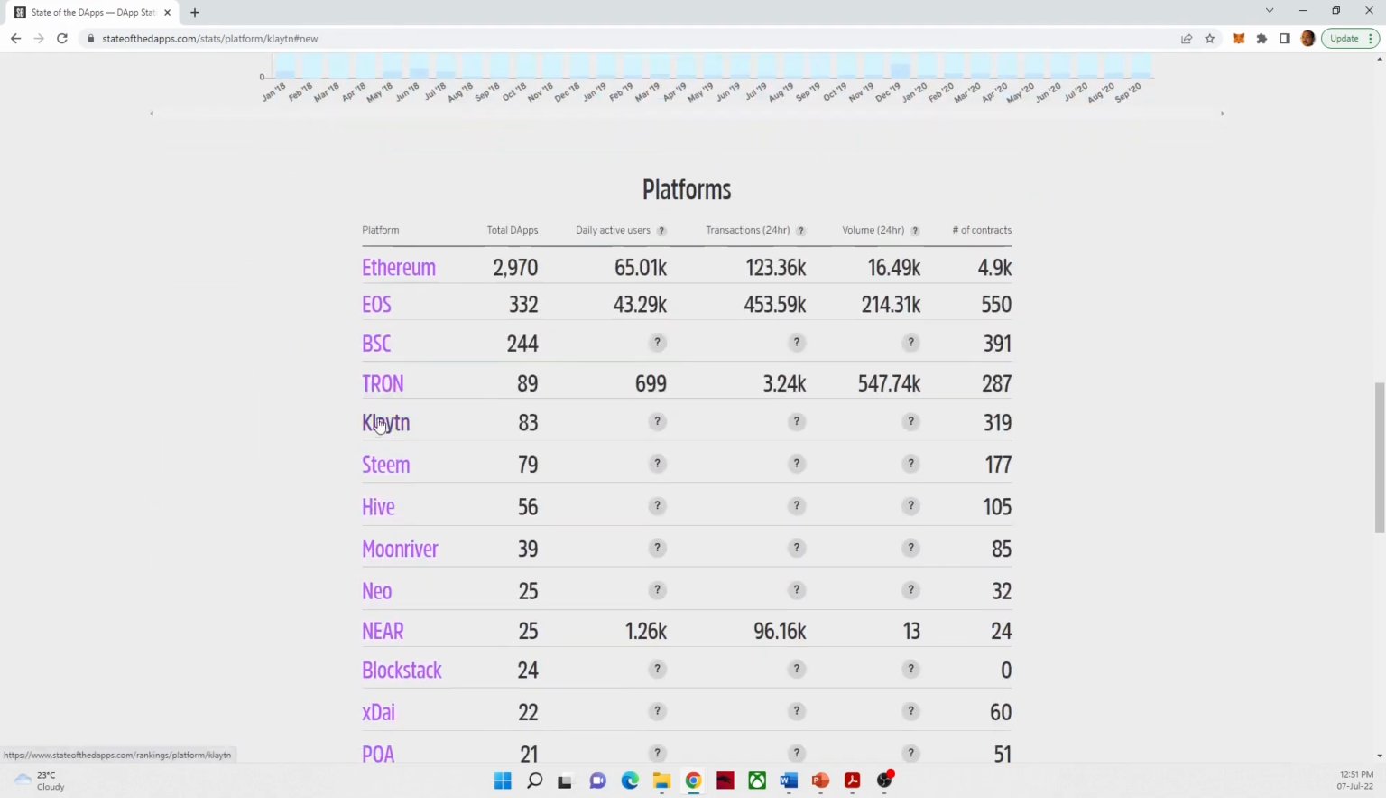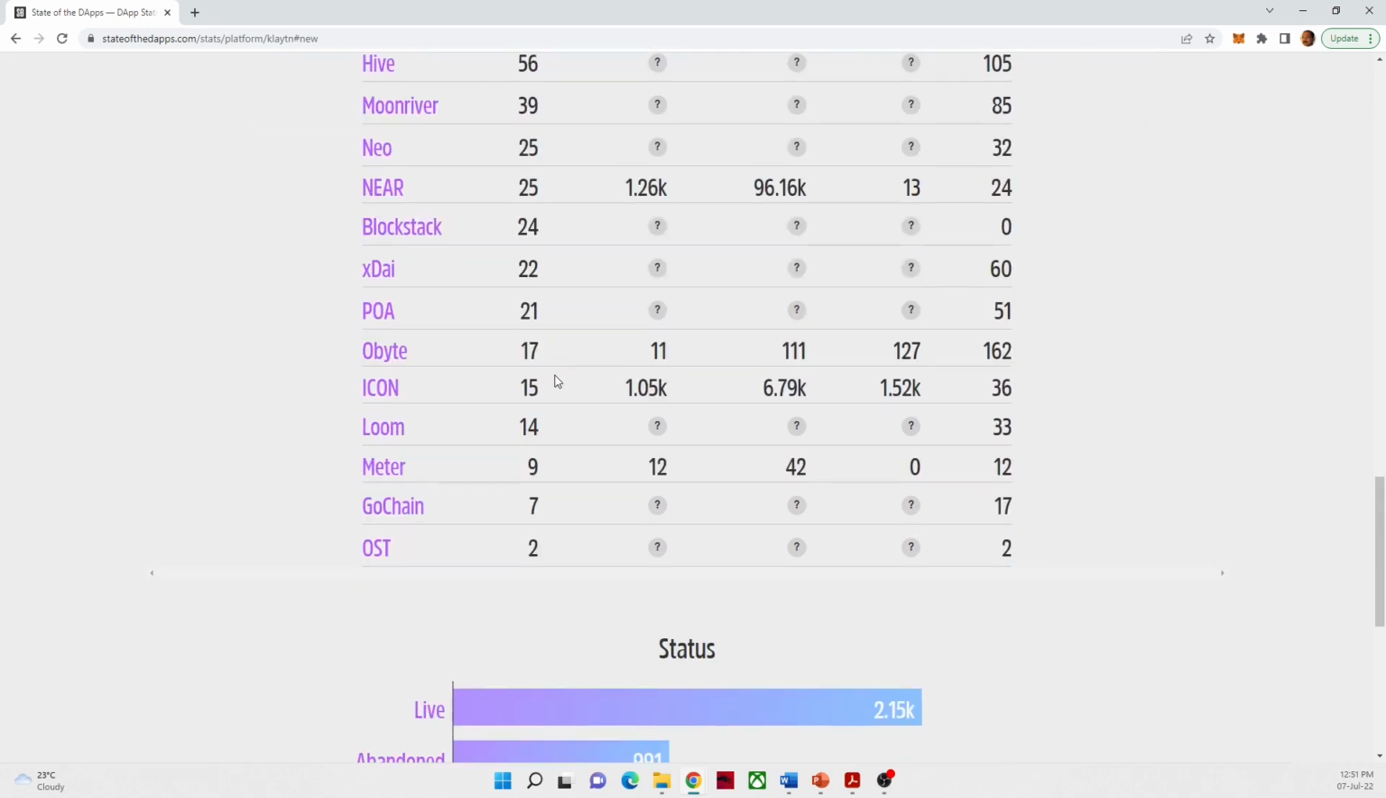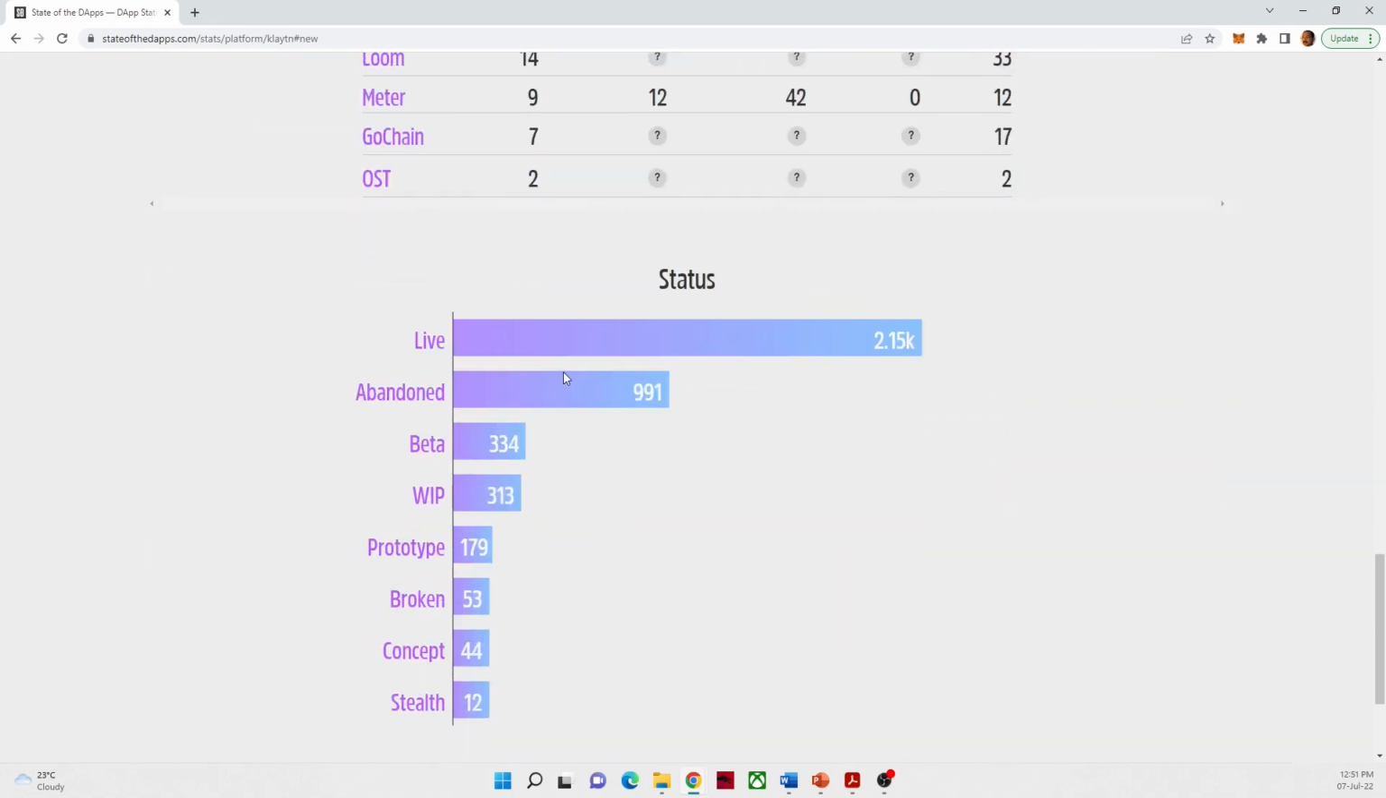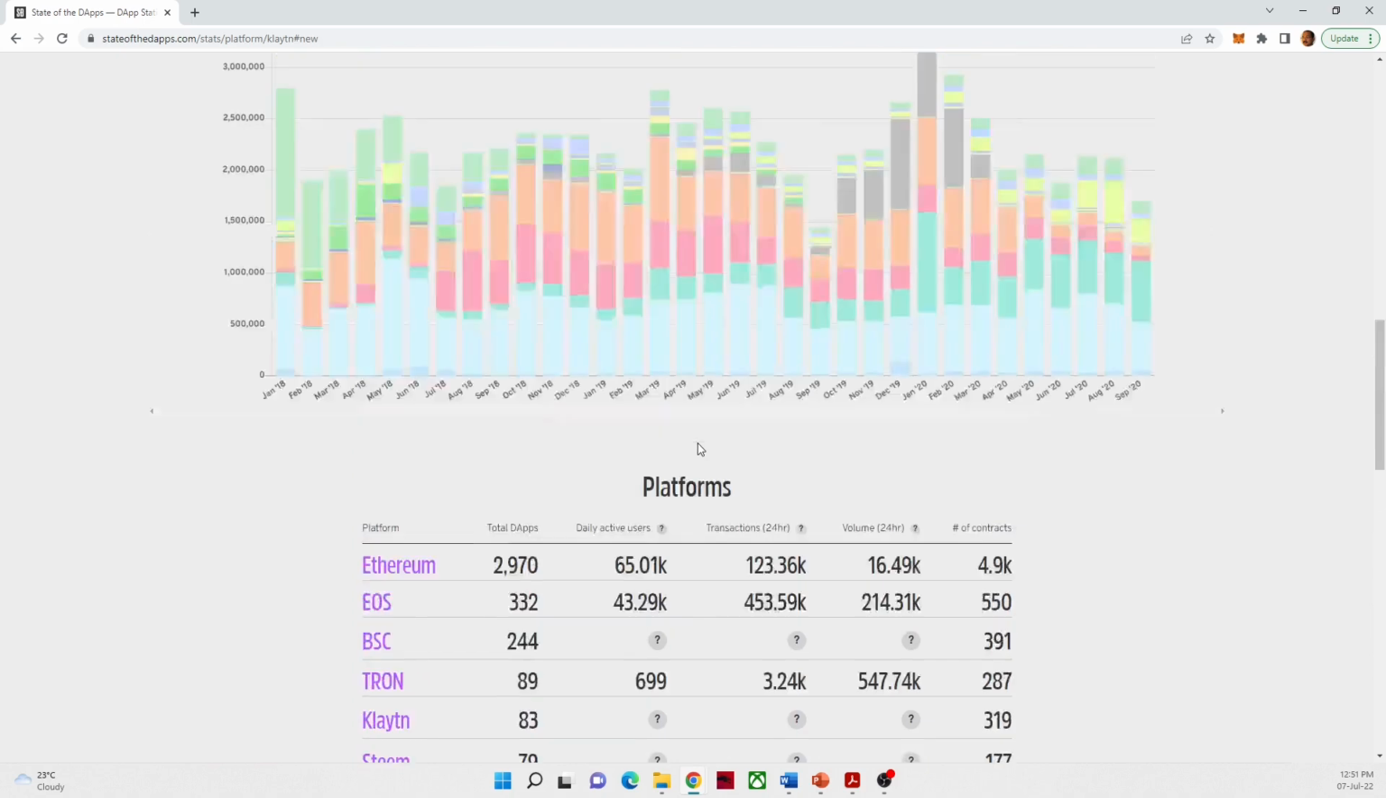Here showing blockchain platforms used for dApps development. Majority of the applications are running on the Ethereum blockchain. Here it is showing different statuses like how many dApps are live, how many are abandoned, currently in beta, work in progress applications, etc. You can explore more in this website to have a better understanding about the dApp statistics.